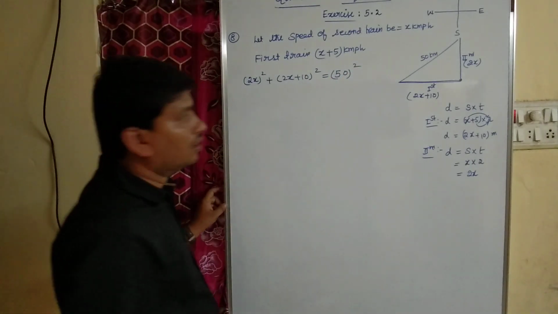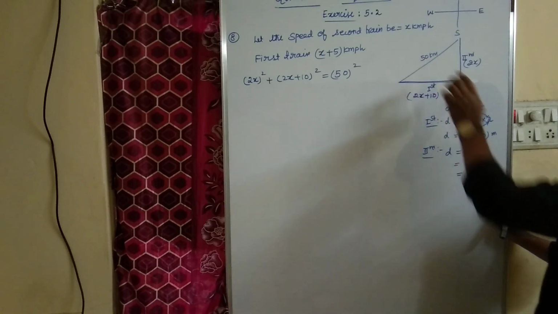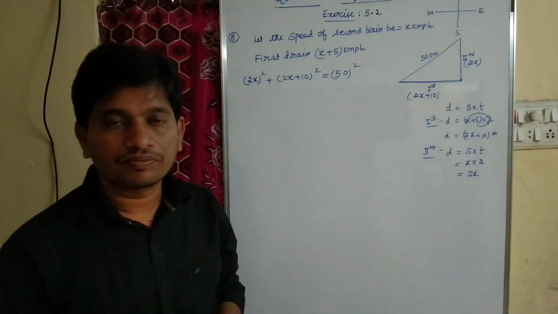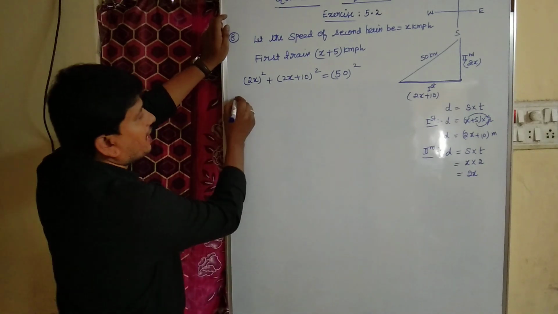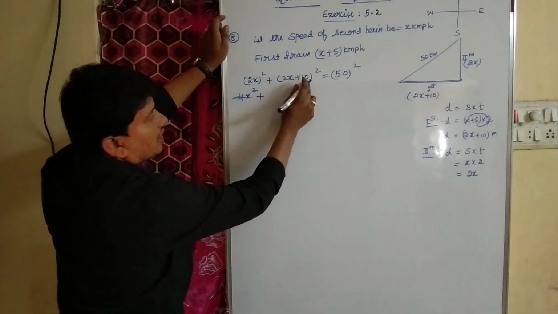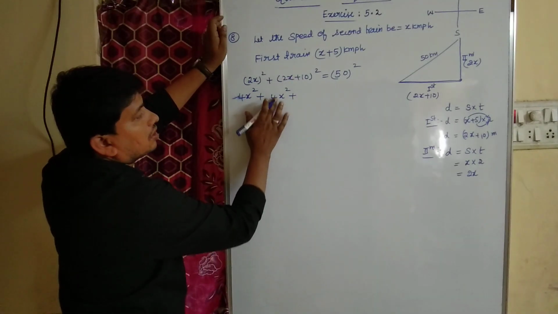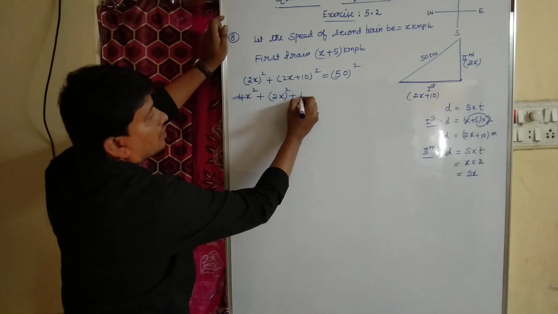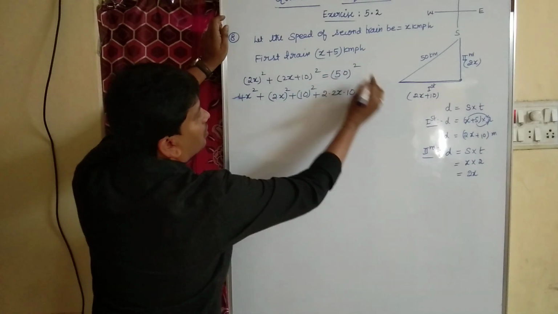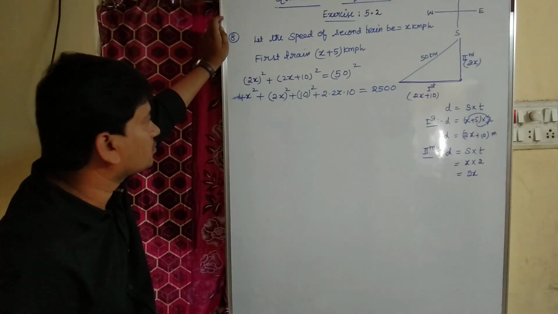Okay children? Understood? (2x) square plus (2x plus 10) whole square equal to 50 square. Is it clear? Because after 2 hours they are 50 kilometers apart. Okay, now let us substitute. Expand: (2x) square, that is 4x square. (a plus b) whole square, a square plus b square plus 2ab. So (2x) whole square plus 10 square plus 2 into 2x into 10 equal to 50 square, 50 fives are 25, I mean 2500.